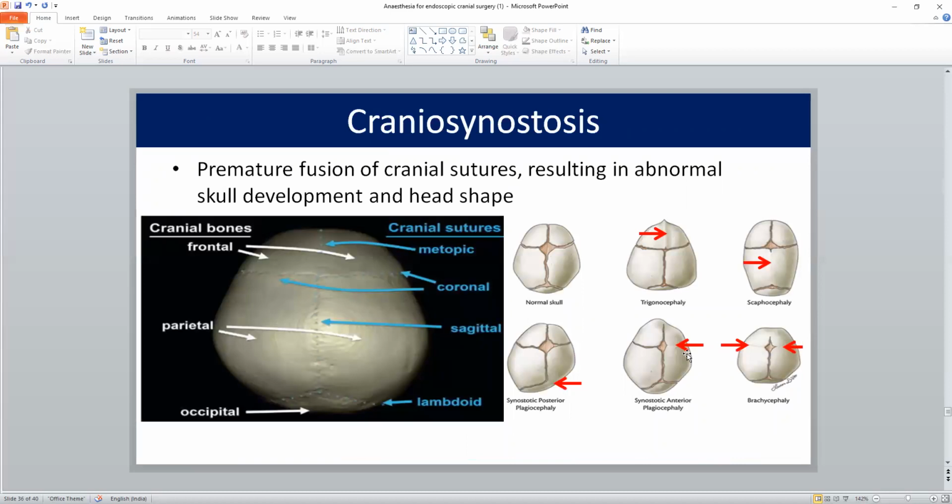The last item I'm going to discuss is craniosynostosis. It is not often done in our center, but in young children, especially below 6 months, endoscopic strip craniectomy is performed. What is craniosynostosis? It is the premature fusion of the cranial sutures, resulting in abnormal skull development and head shape. These are the sutures that can have premature fusion, resulting in trigonocephaly, scaphocephaly, brachycephaly, and plagiocephaly.